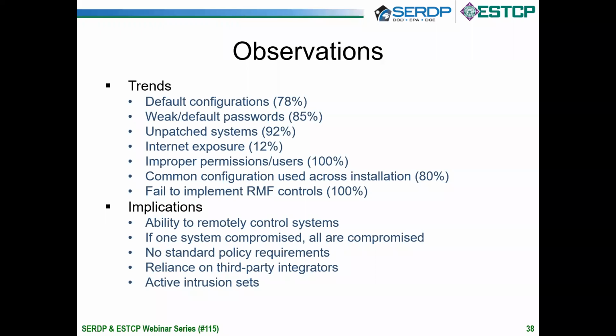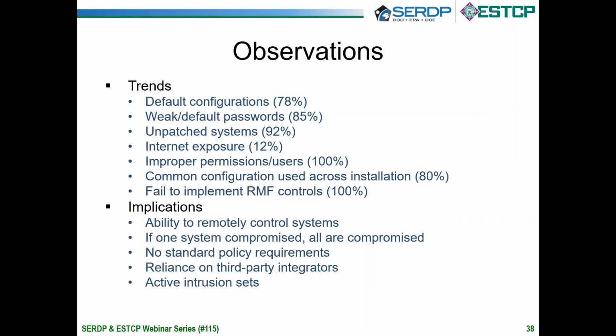We did find a handful of systems that were exposed to the internet. When we say internet exposure, this is specifically for DoD systems that were exposed onto the internet. 100% of the systems that we looked at had some type of improper permissions or user permission set. A lot of folks are abusing the admin/super user privilege and just assigning that to all their users.